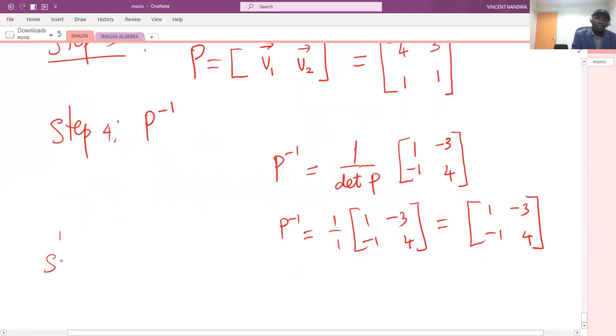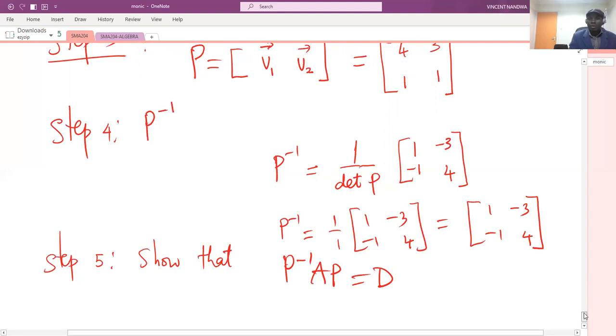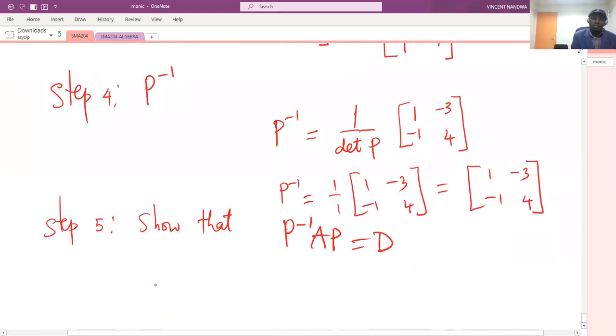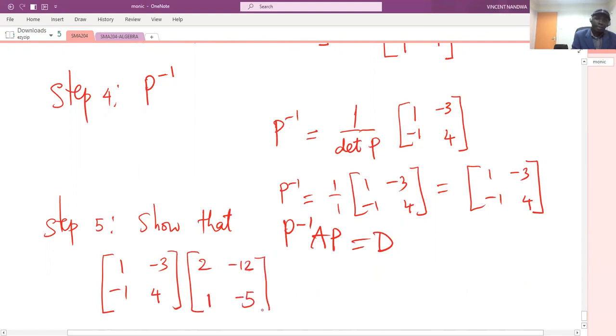And then step 5, which is the last step, show that P inverse AP equals D. So we'll have P inverse, which is 1, minus 3, minus 1, 4. Our matrix A was given by 2, minus 1, 2, then 1, minus 5. And then P itself was given by 4, 1, 3, 1.